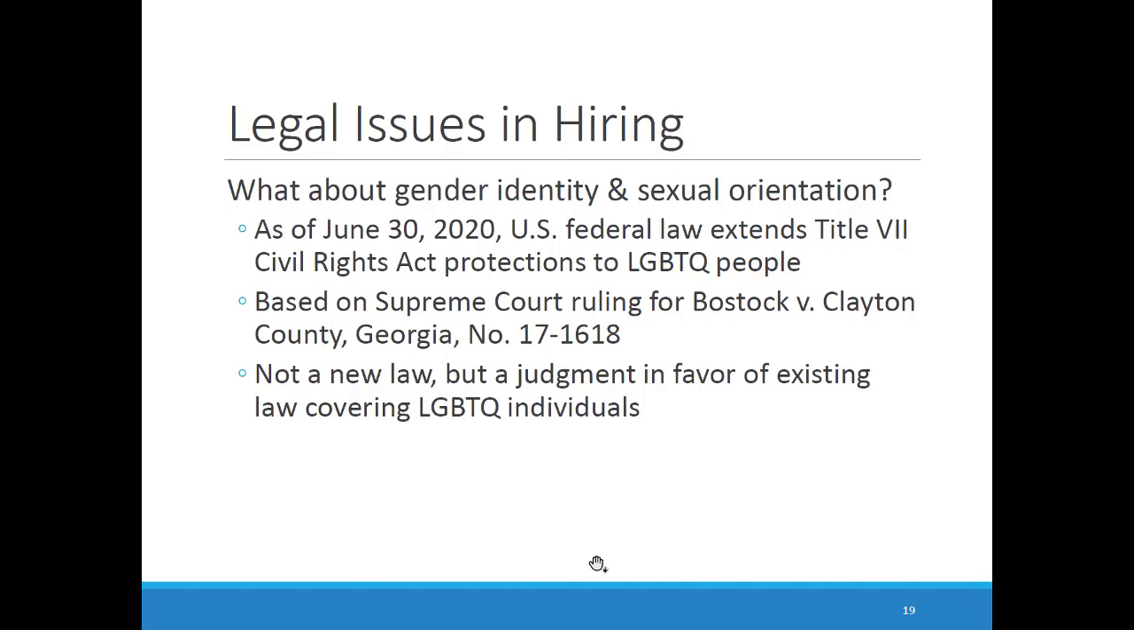It's not a new law like the Civil Rights Act or the Americans with Disabilities Act is, but it was a court judgment that came down by the Supreme Court in favor of existing law, so the Civil Rights Act of 1964, covering LGBTQ individuals. So essentially, my understanding is that the courts found that the term gender would cover different gender identities and sexual orientations. And so, again, it's not a new law, but it does cover LGBTQ individuals in terms of protections against employment discrimination.